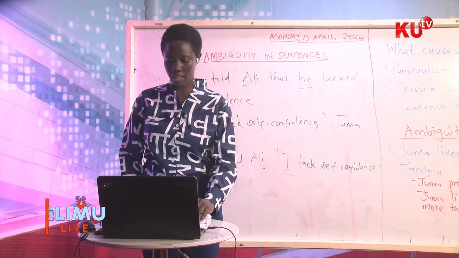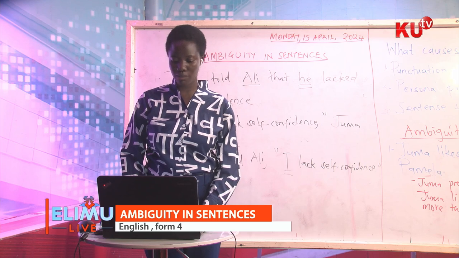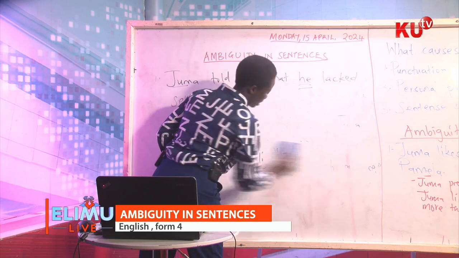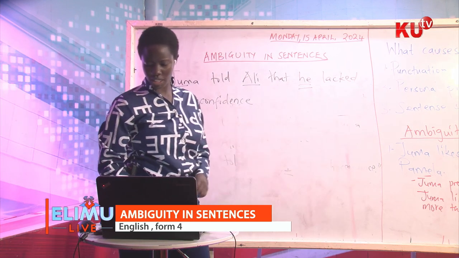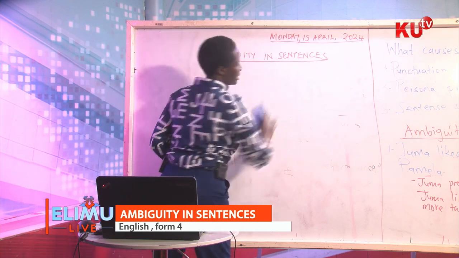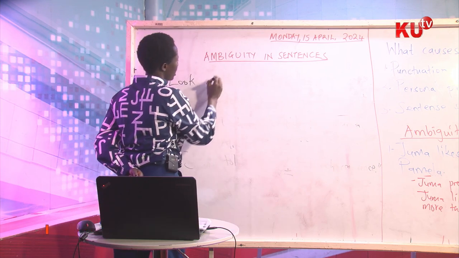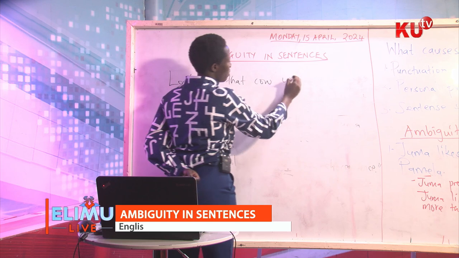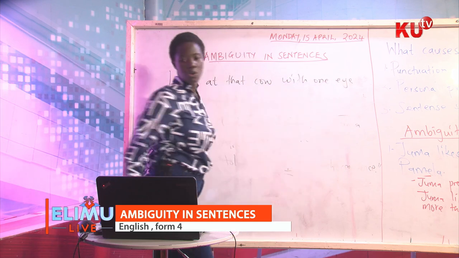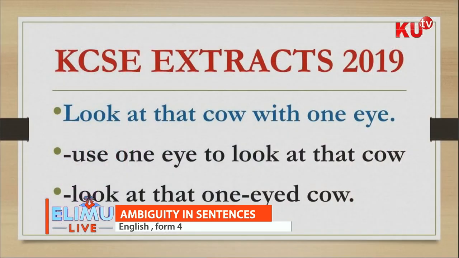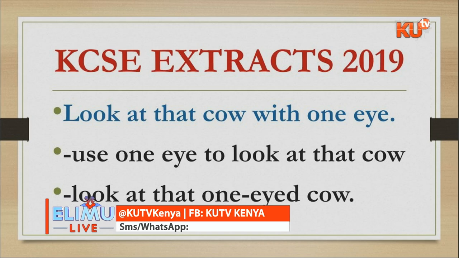Then the third question in KCSE 2019, look at that cow with one eye. Let me write it. Look at that cow with one eye. So look at this sentence. Look at that cow with one eye. Is the sentence ambiguous? Look at that cow with one eye. The sentence is somehow confusing.